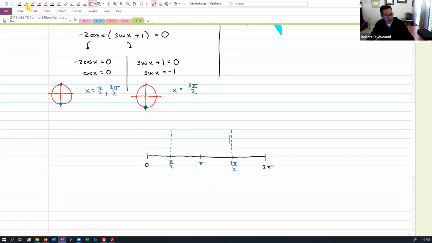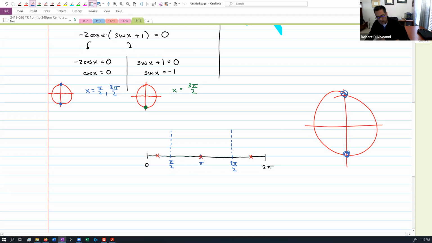Now what I do is I pick test points. I need to pick something between these 2. So pi is a really good one. And then something over here. What I would do to pick these is just think about the unit circle. Our critical numbers are here and here, pi over 2 and 3 pi over 2. So when we're looking between 0 and pi over 2, we can pick any angle we want over here. A nice, really convenient one would be pi over 4. That's a good test point.